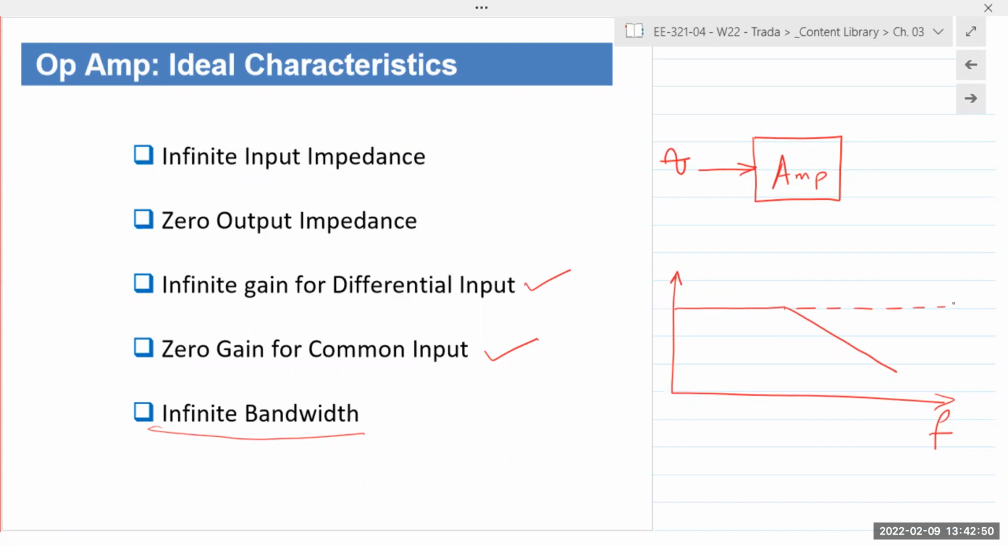All right, questions. Does it make a little bit more sense now? Common mode, differential mode. Okay.